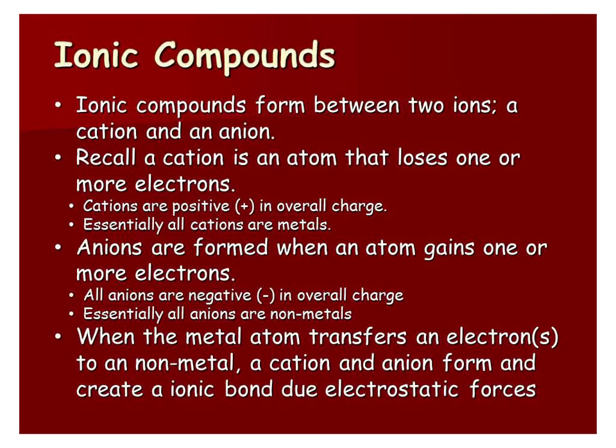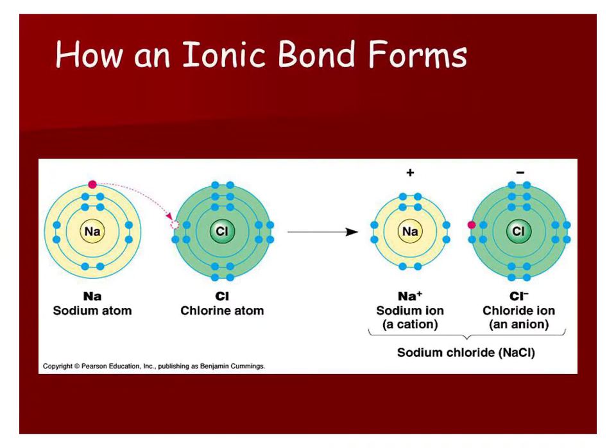When two ions of opposite charge get together, they form what we call an ionic compound. Remember, ion and then ionic, so ionic compounds. So when the metal atom transfers its electrons, because remember it wants to lose electrons, to a nonmetal, which wants to gain electrons to complete the octet, a cation and anion form, and then the ionic bond is due to the electrostatic forces that are created.